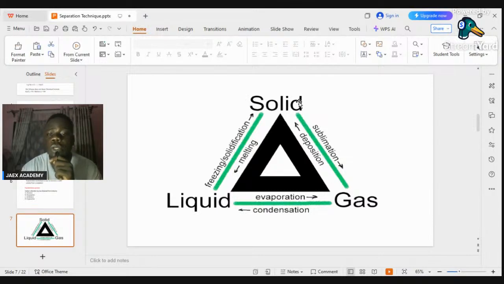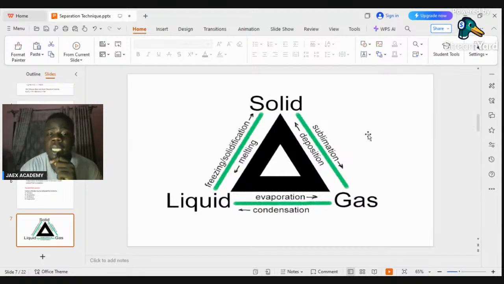Then when solid is changing into gas without passing the liquid stage, it is known as sublimation. A good example of sublimation is your camphor. So camphor, for example, disappears into the thin air. That's sublimation, without passing through the liquid phase.